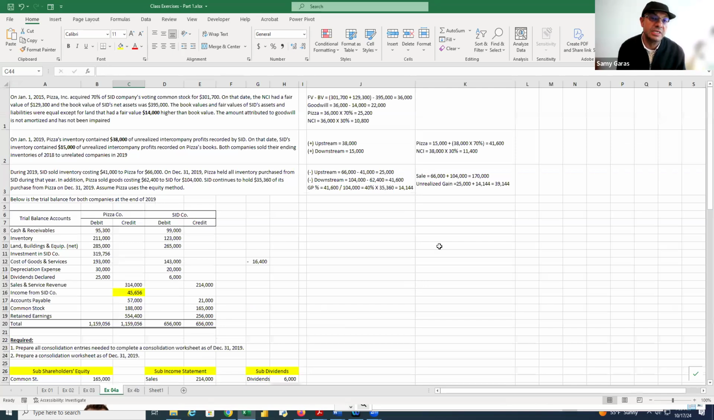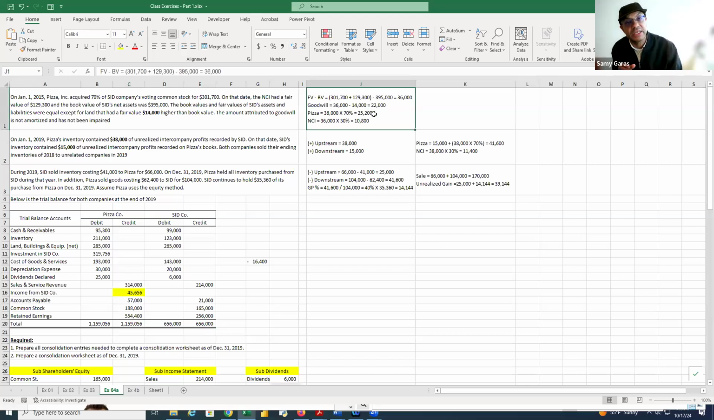The last point here, exercise 4. Exercise 4, it's a bit longer, because the parent company purchased the subsidiary company a few years ago, back in 2019. Then in 2018, they made an intercompany transaction. And in 2019, they also made an intercompany transaction. So in 2018, the intercompany transaction should be added. The unrealized gain should be added. And the unrealized gain for 2019 should be subtracted.